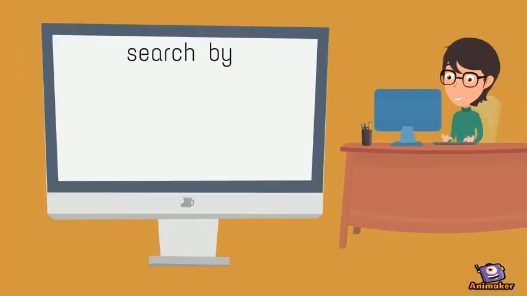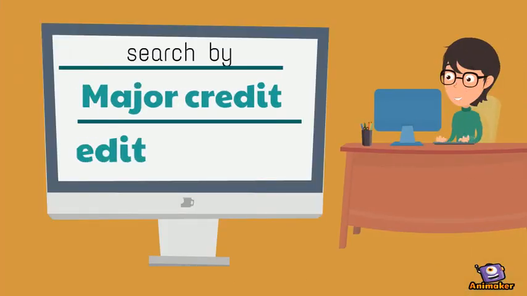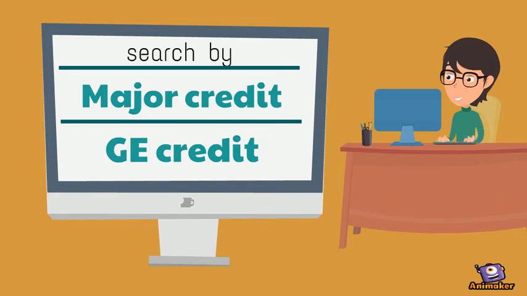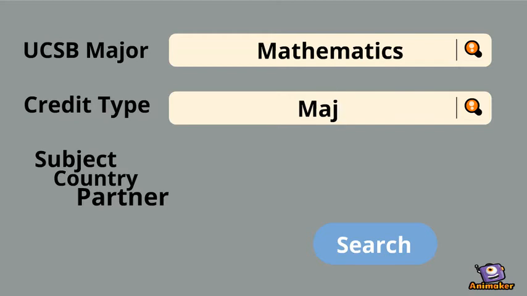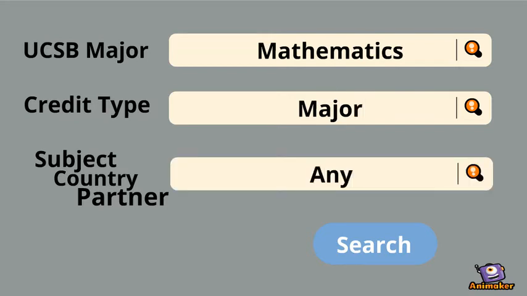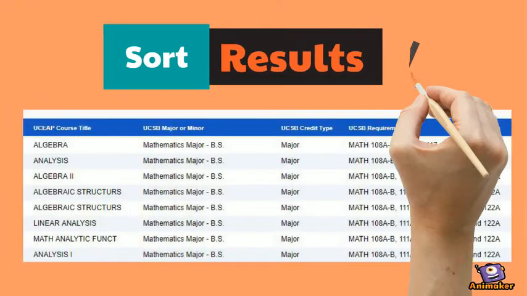You can use Gaucho Credit Abroad to search by major credit and GE credit. To search for major credit, select your major, select Major for credit type, and then select any under Subject, Country, and Partner. You will get a list of results, which you can then sort.